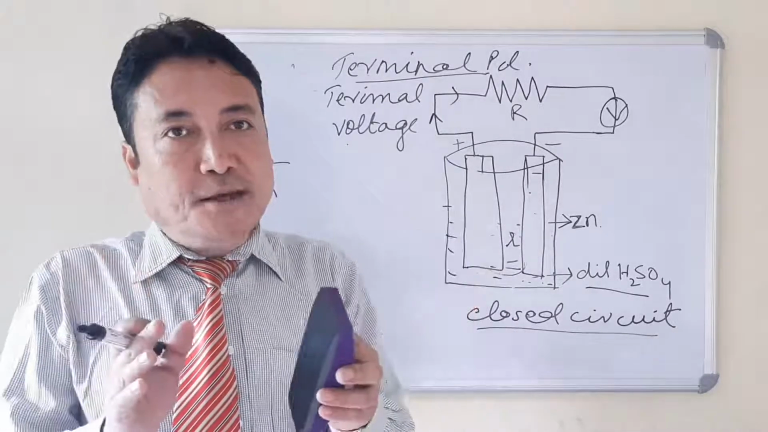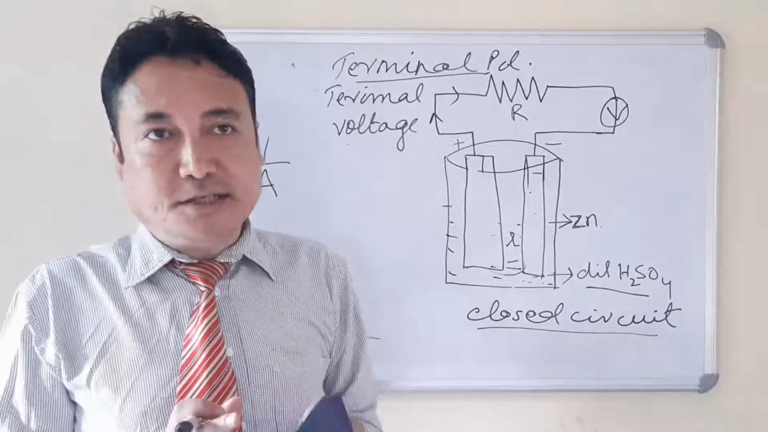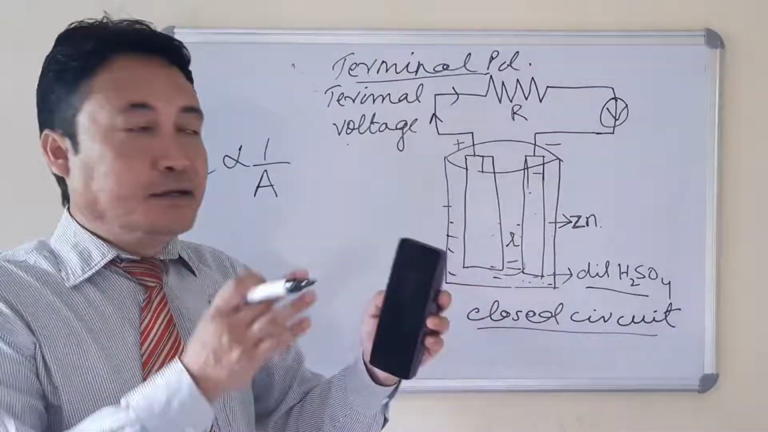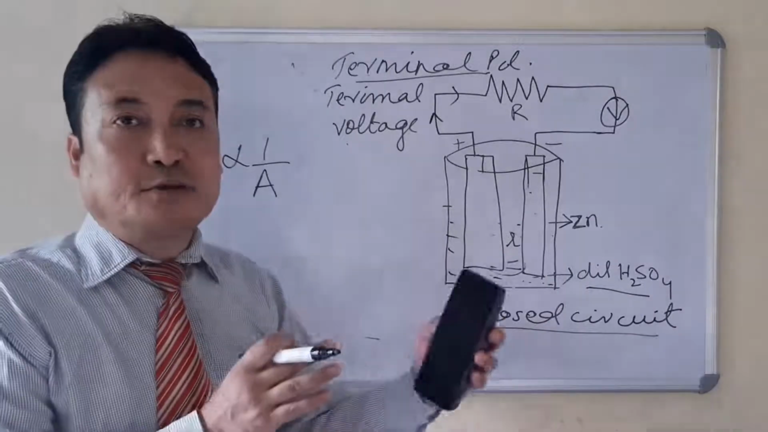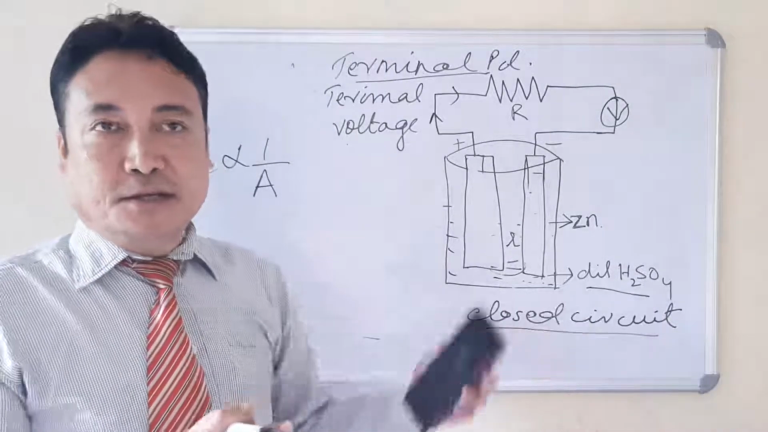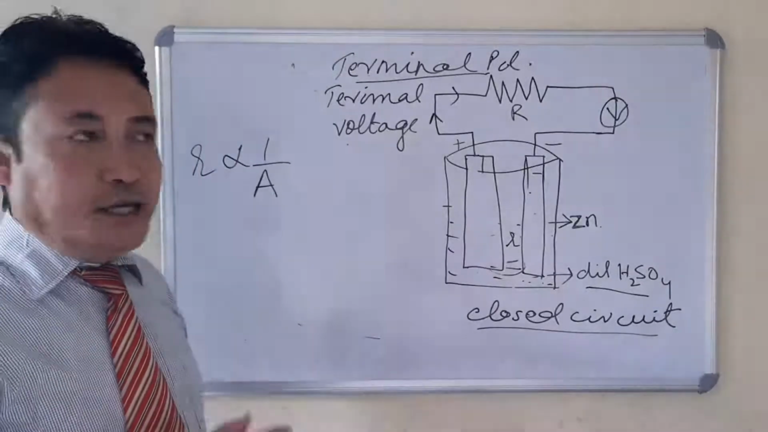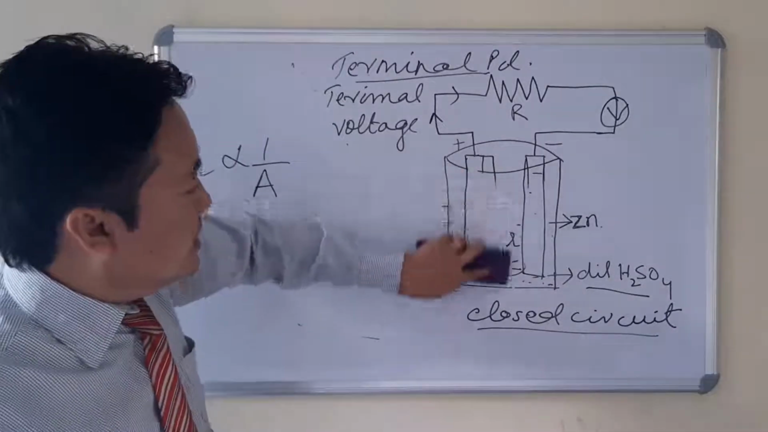So shorter the wire, lesser will be the resistance. In the same way, if the surface area is more, then the distance between the two electrodes will become less, and therefore the internal resistance becomes less. Okay. And the next one is if the electrode is thinner.